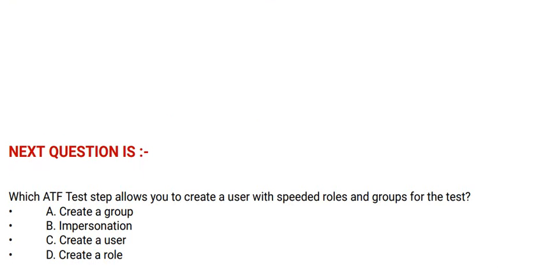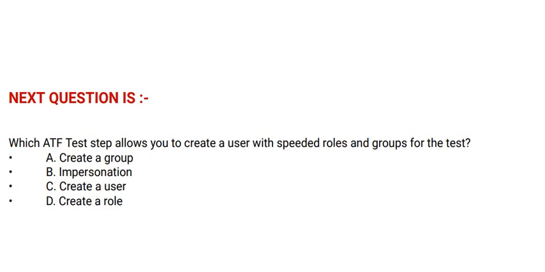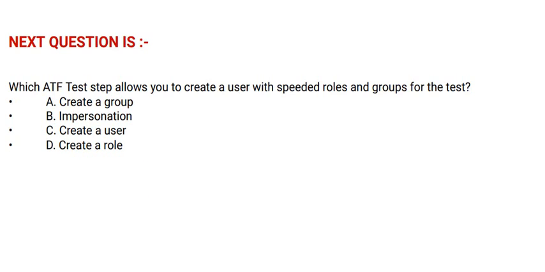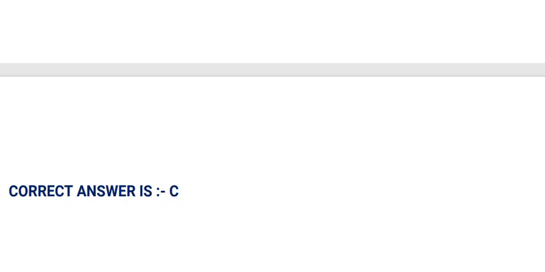Next question is, which ATF test step allows you to create a user with specified roles and groups for the test? Option A. Create a group. Option B. Impersonation. Option C. Create a user. And option D. Create a role. The correct answer is option C.